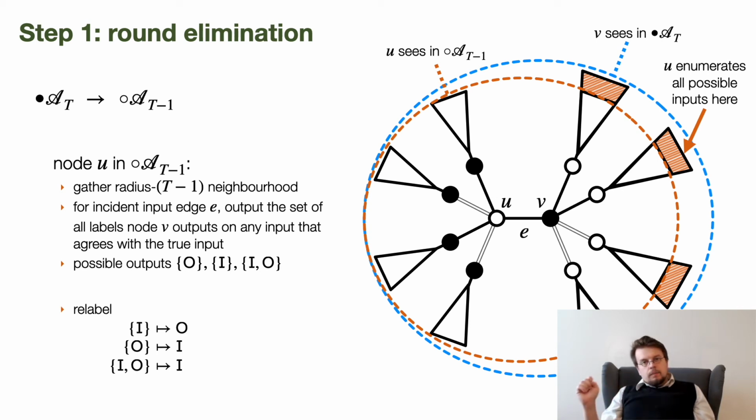And now we claim that if we relabel these sets of labels as shown on the slide, we will actually get a valid output for Sinkless orientation. Okay, so why is this the case?